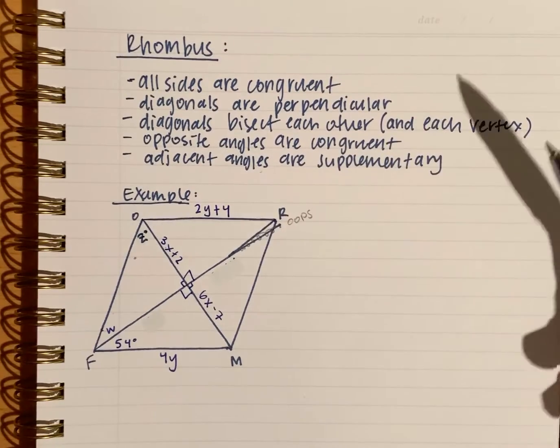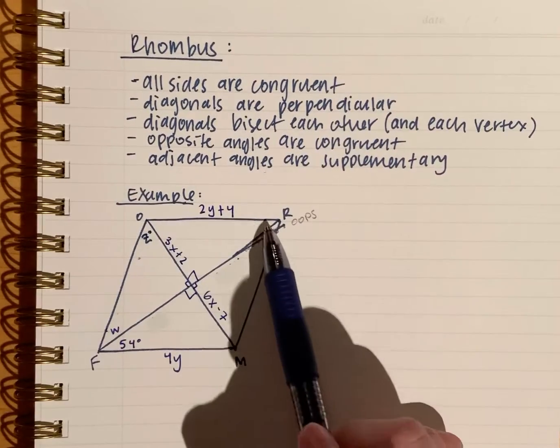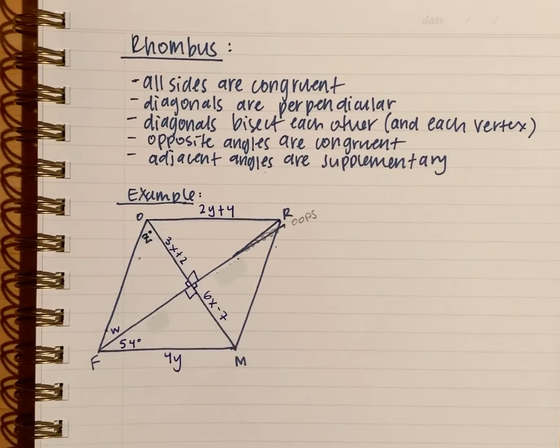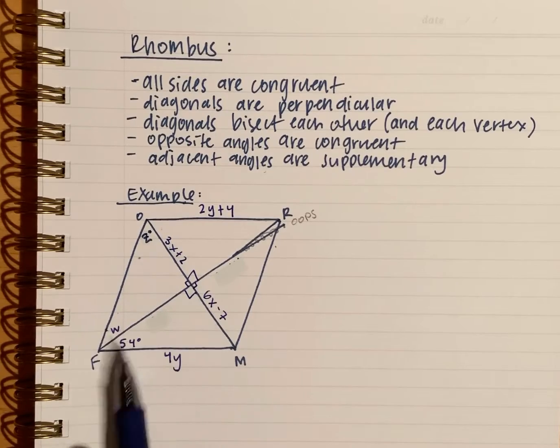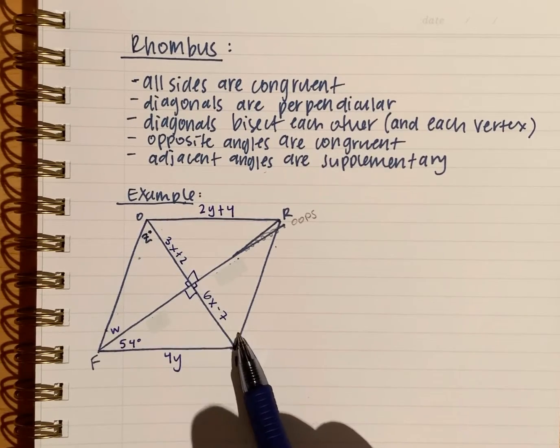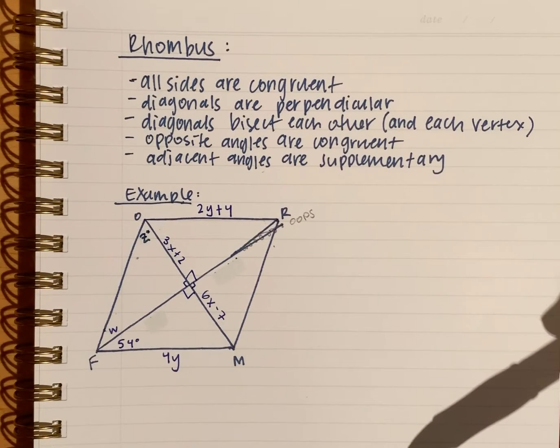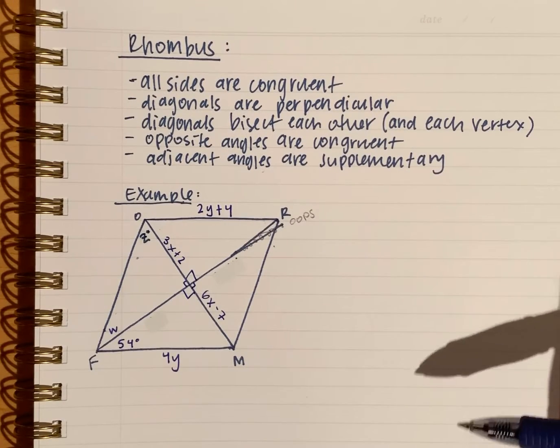Okay, we also know that the diagonals bisect each vertex, which means right here, Z and this other angle, those two are going to be the same measure. These two are the same measure. Here and here are the same measure, and here are also the same measure. They bisect each vertex as well.